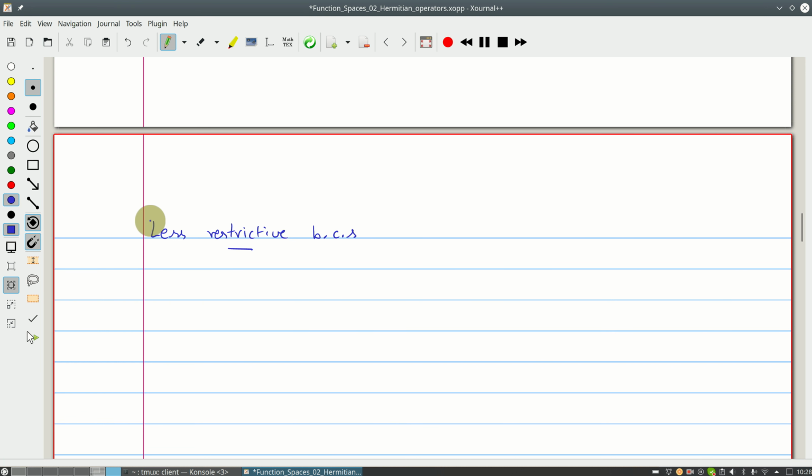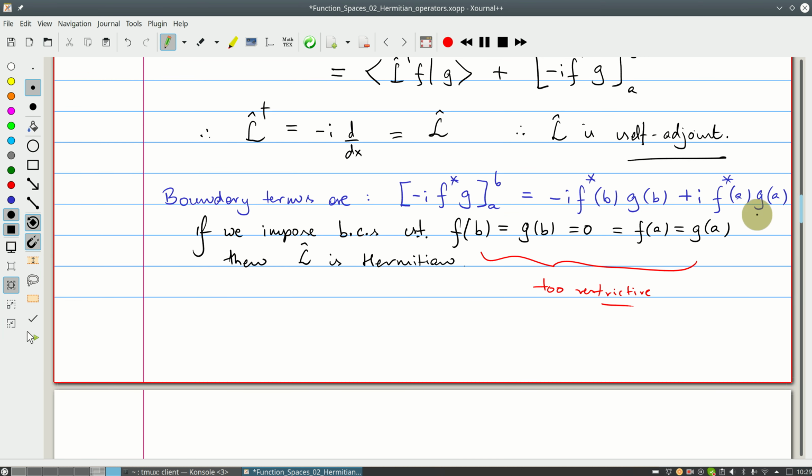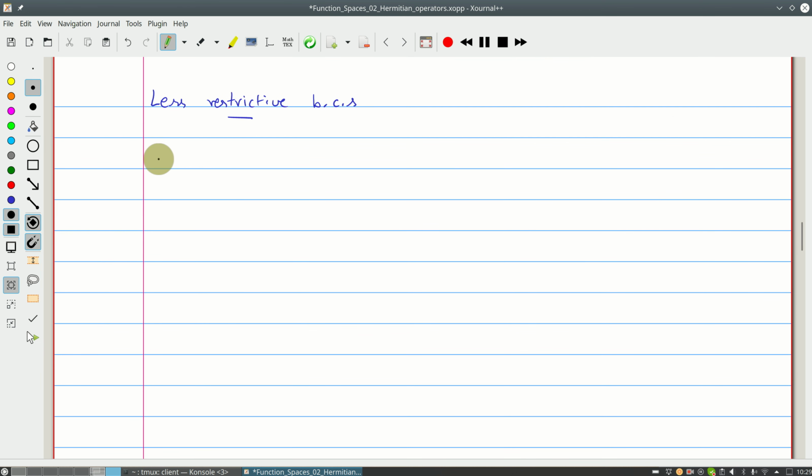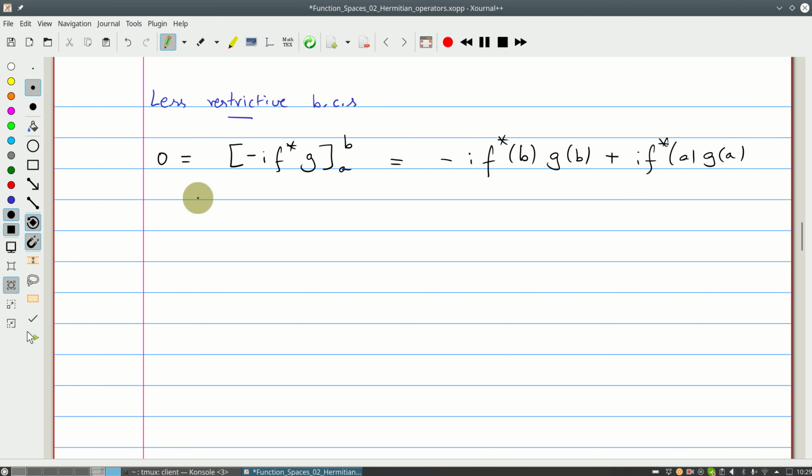All right. So what we want is for the boundary terms to be zero, and the boundary terms are given by minus i f star g evaluated from a to b. So 0 is equal to minus i f star g evaluated from a to b, which is equal to minus i f star b times g of b plus i f star a g at a. Now this would be zero if you can cancel the i's, if f star b times g of b is equal to f star a g of a.